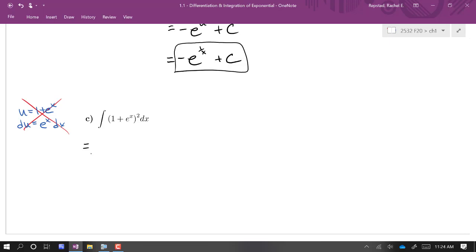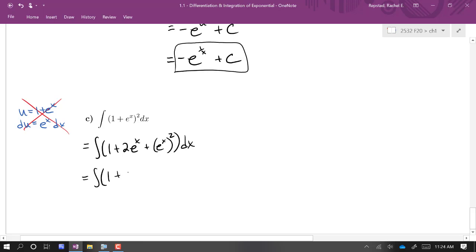Integrating is often about being clever about how to rewrite a function so that its form kind of reveals itself to us. So let's FOIL this out. Let's expand that square. This is 1 plus 2 e to the x plus e to the x squared. And so that's 1 plus 2 e to the x plus, if I square e to the x, right, if I'm raising a power to a power, I can multiply those exponents. So that's e to the 2x.